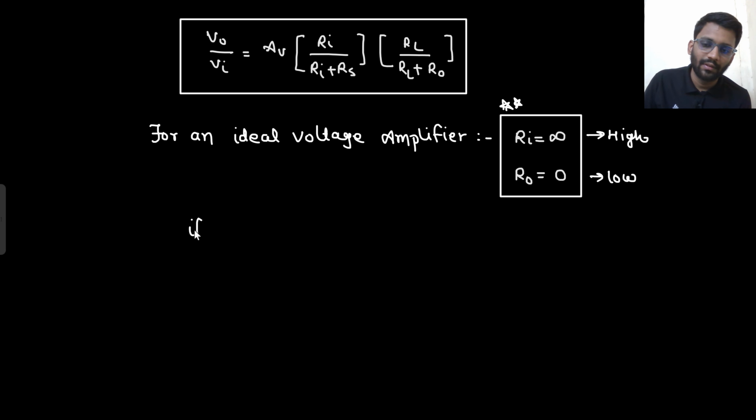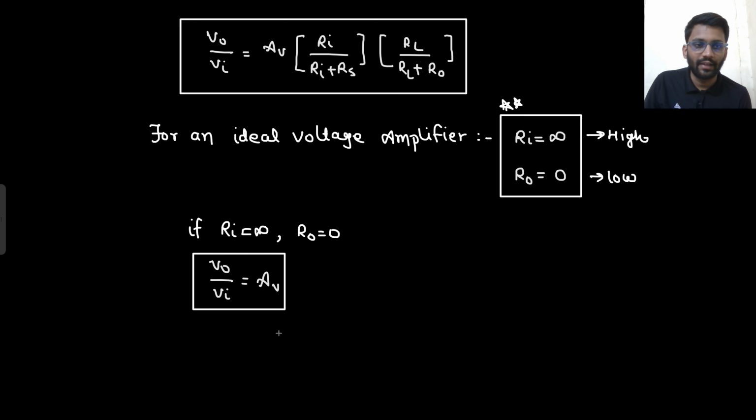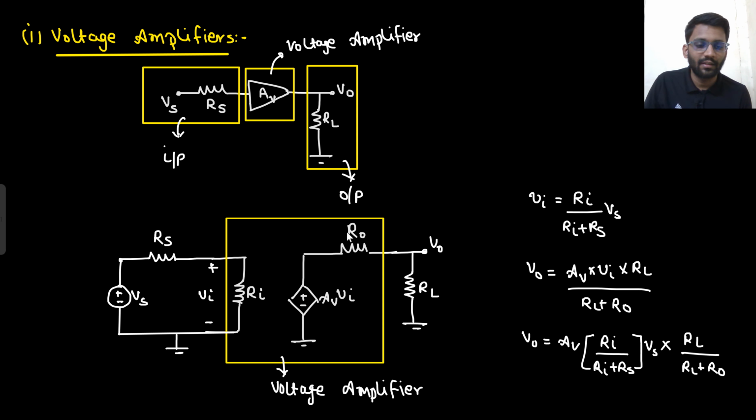So if Rin is infinity and R naught is 0, then what will happen to V naught by Vin? V naught by Vin would be, if Rin is infinity, it would be 1, and if R naught is 0, it would also be 1. So V naught by Vin would be AV. So the amplifier will have the same gain that it was supposed to have. But since it is having finite Rin and finite Rout, you will not get the same gain.